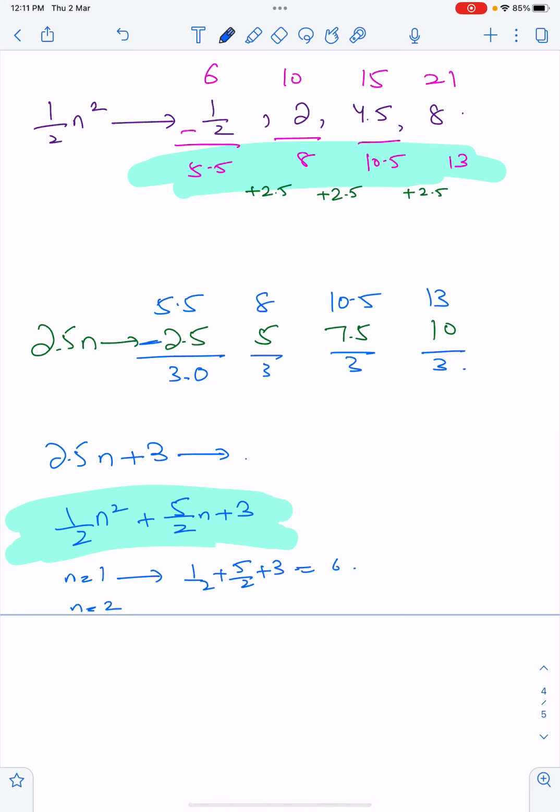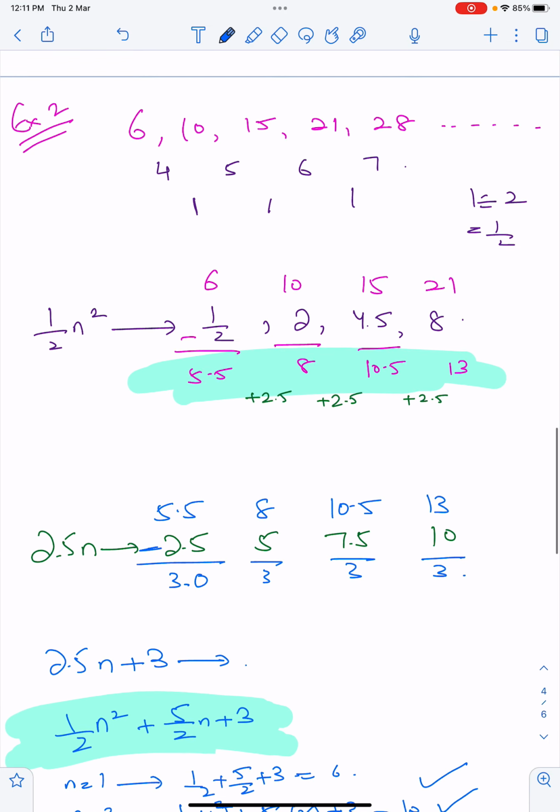And if I take n as 2, I'm going to take half into 4 plus 5 upon 2 into 2 plus 3. If I simplify this, I'm getting 2 plus 5 is 7, plus 3 is 10. So this is also correct.